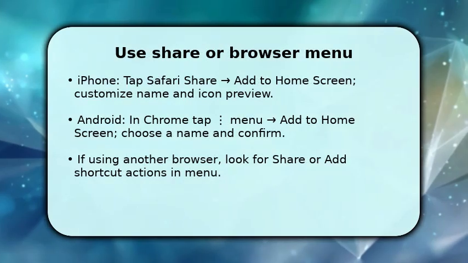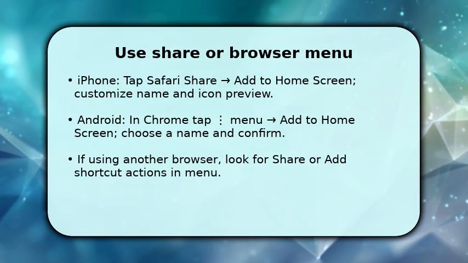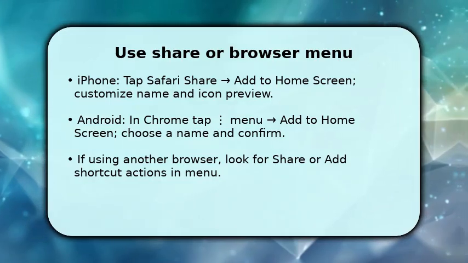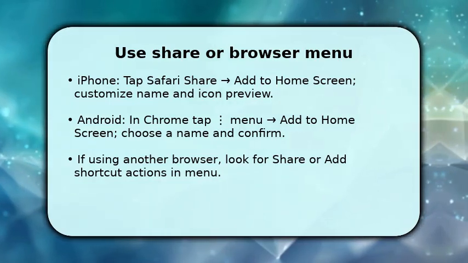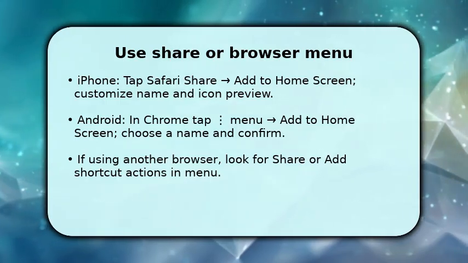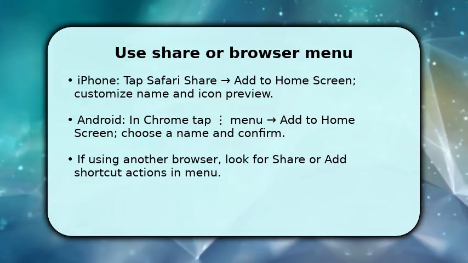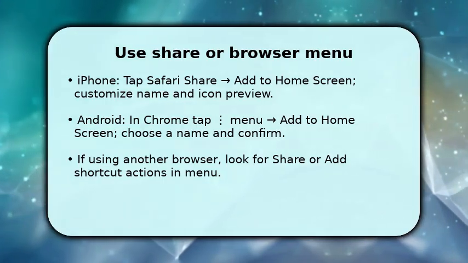Now perform the actionable step in your browser. On iPhone, tap the Share button, choose Add to Home Screen, edit the title if desired, then tap Add. On Android Chrome, open the three-dot menu and select Add to Home Screen, edit the name, then Confirm. If your browser differs, look for Share or Add shortcut options. Most modern browsers support it.